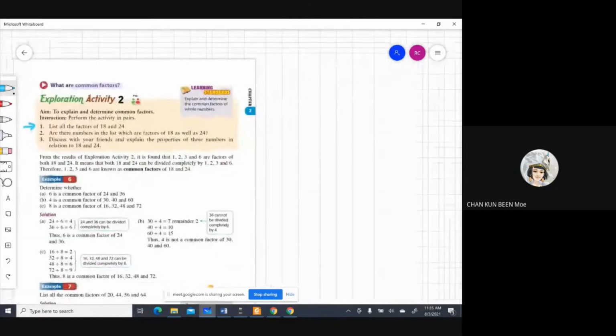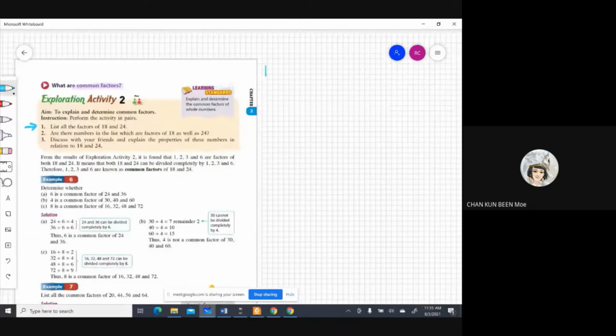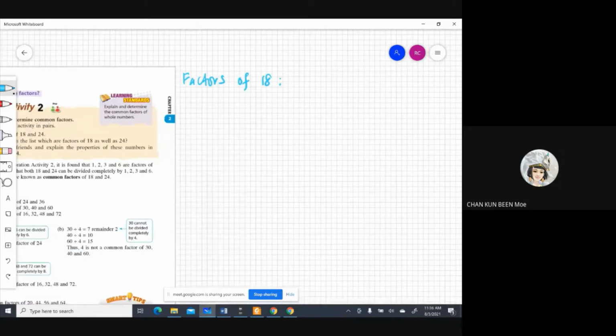Okay, I'm going to do it on the right here. What you are going to do is you just write down factors of 18. Hopefully you know how to find the factors of 18. 1 times 18 equal to 18. After that, 2 times 9 equal to 18. After that, 3 times 6 equal to 18. No more answer in between, right? So we stop here.